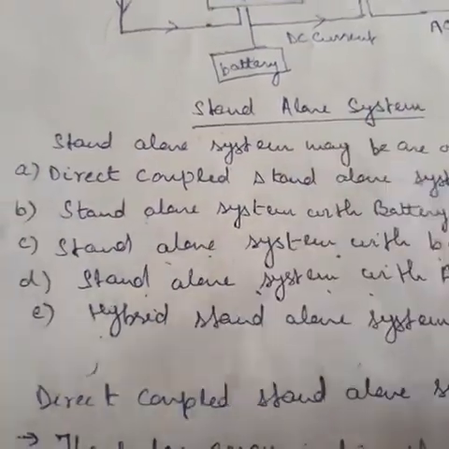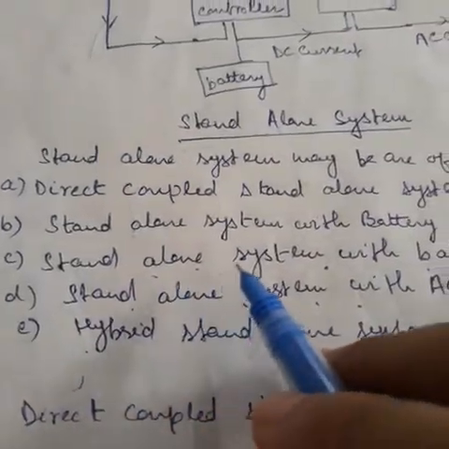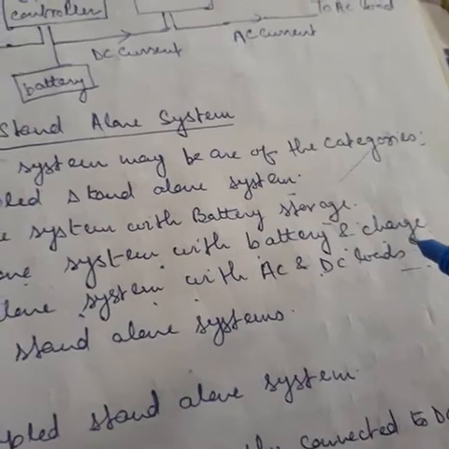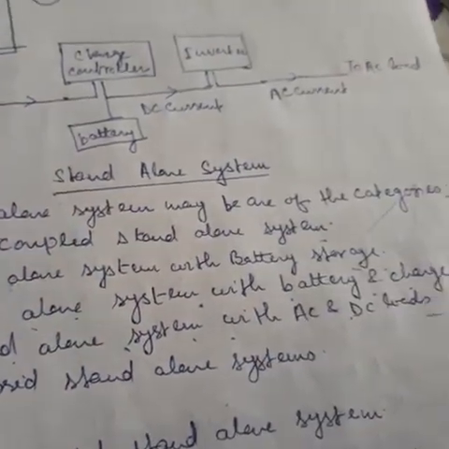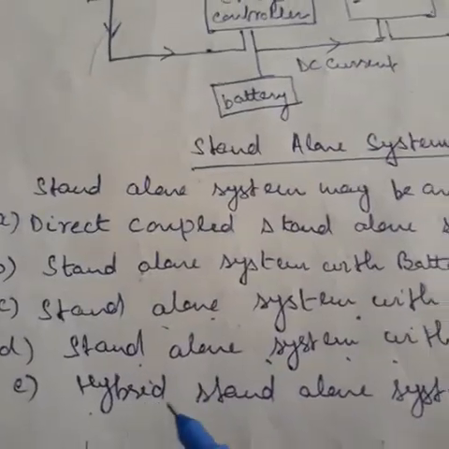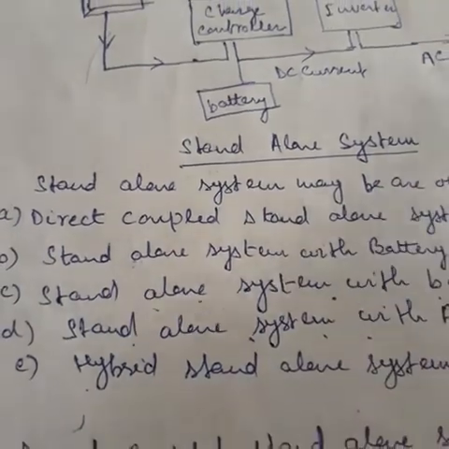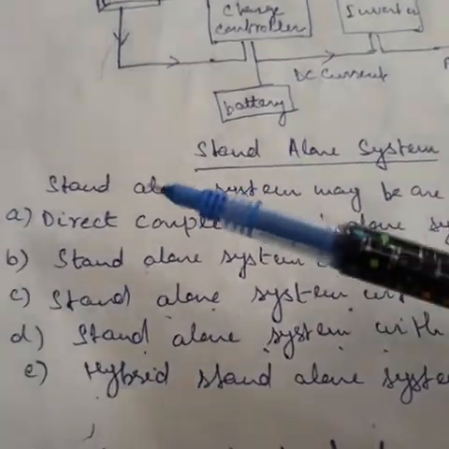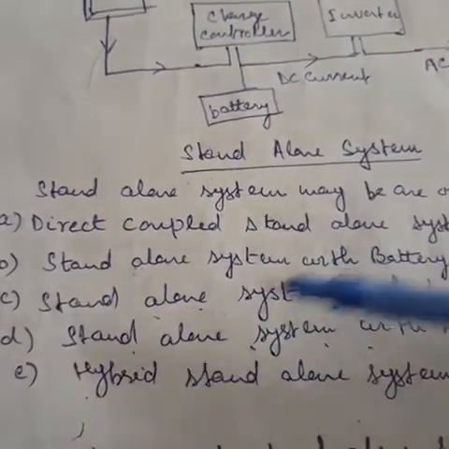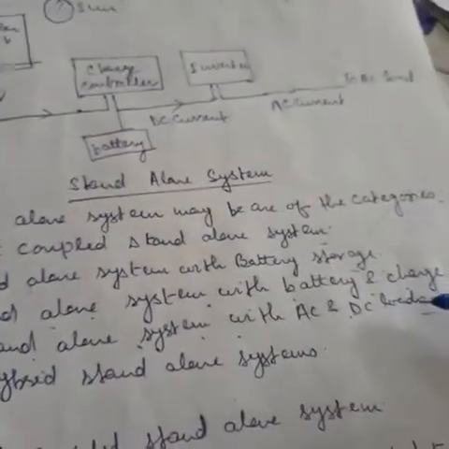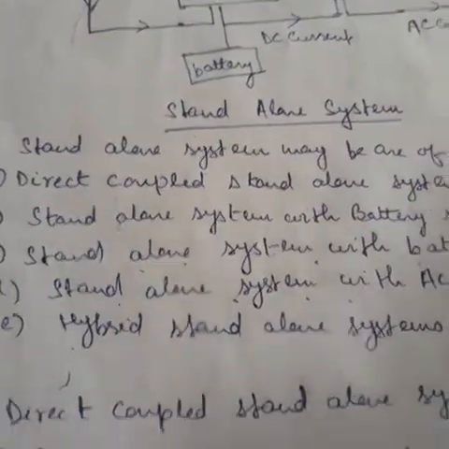Second one, stand-alone system with battery storage. Third one, stand-alone system with batteries and charge controller. Fourth, stand-alone system with AC and DC load. Last one is the hybrid stand-alone system. So there are various types of stand-alone system. We discuss one by one how they function: direct coupled stand-alone system, stand-alone system with battery, stand-alone system with battery and charge controller both, stand-alone system with AC and DC load, and hybrid stand-alone system.